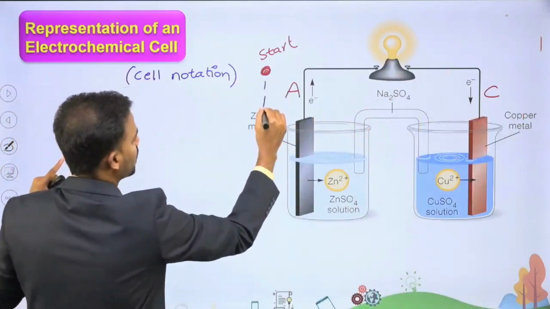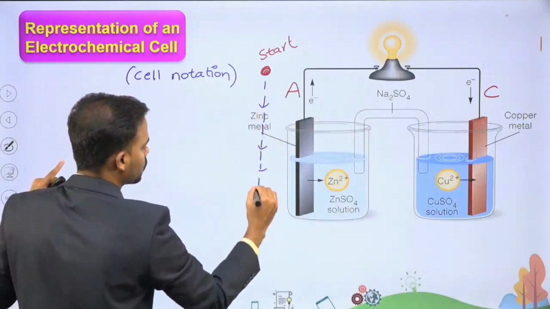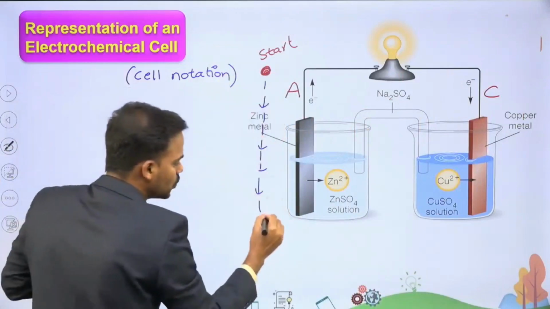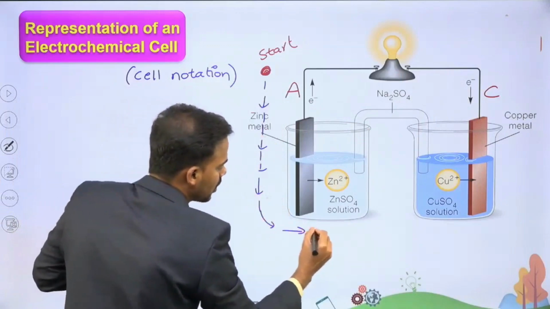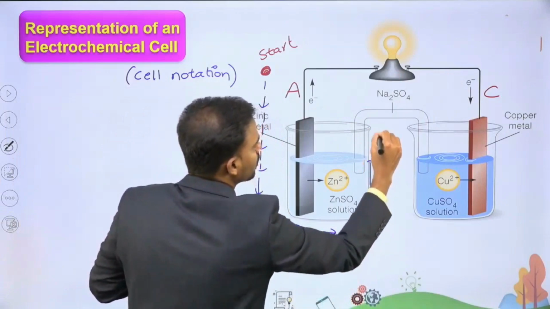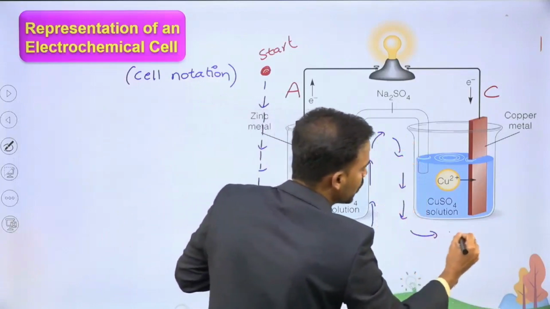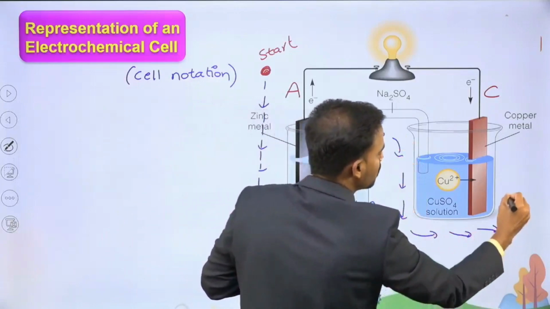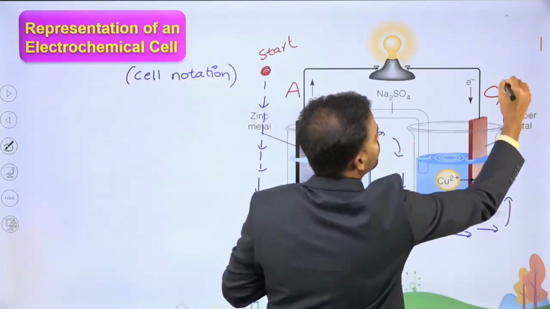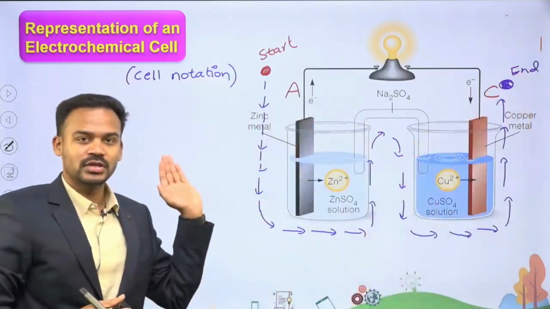So this is how you have to start. This is the arrow which you have to follow. First you write down the electrode, then the solution in the anode compartment. Then you go towards the salt bridge, then come down and go into the cathode compartment solution, and finally you come to the end. This is how you will be working on this representation.